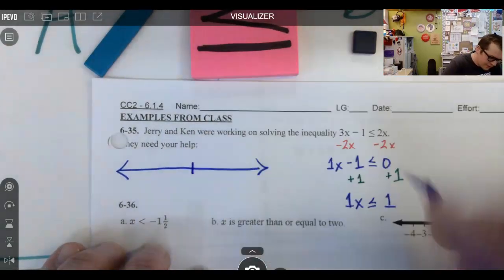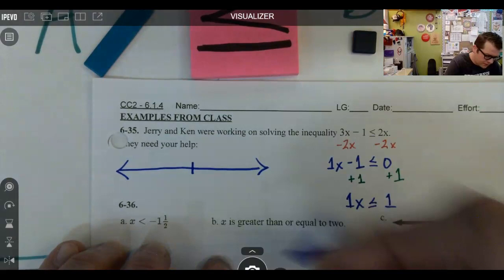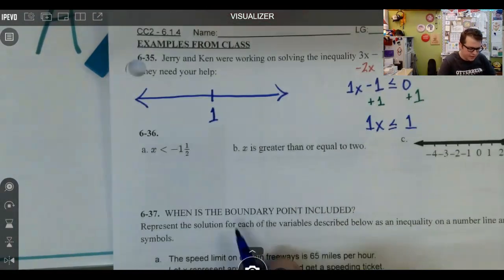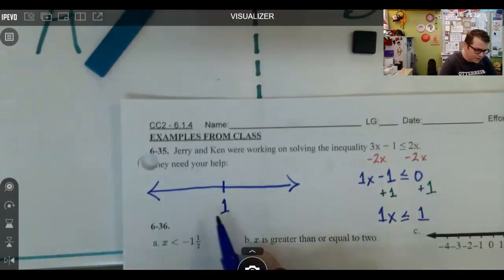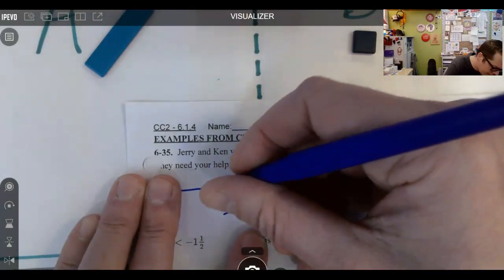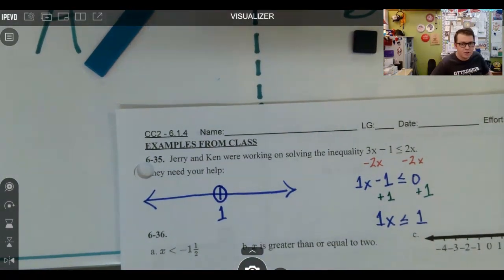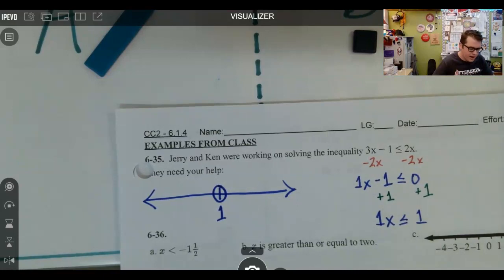So the number being referenced on the other side is positive 1. That's our boundary point, right? And we're going to talk about boundary point down here. But 1 is now our boundary point, and we always put a big old circle around that boundary point so we can obviously show whether it's shaded in or empty.